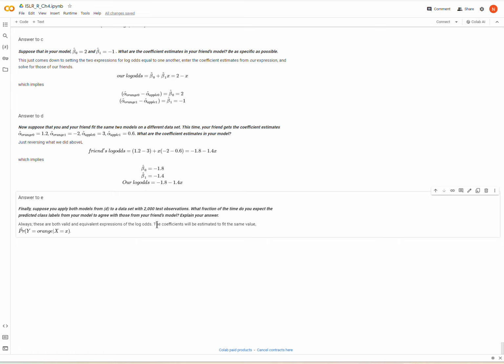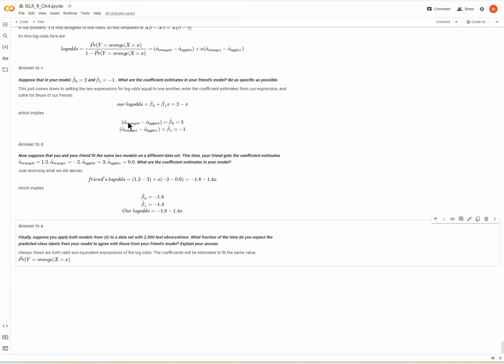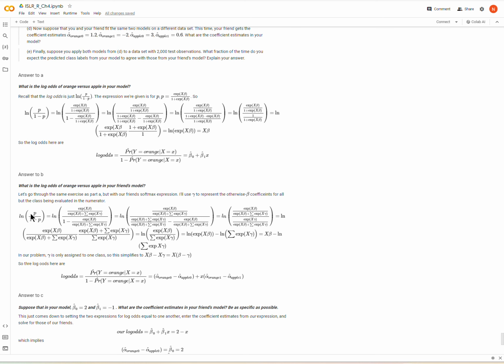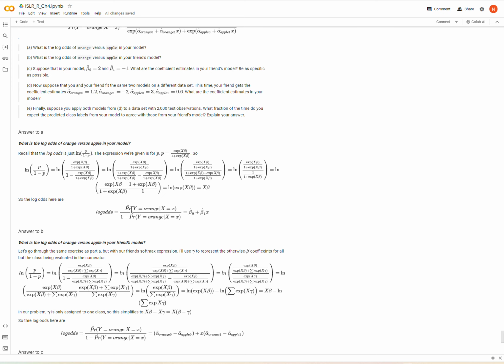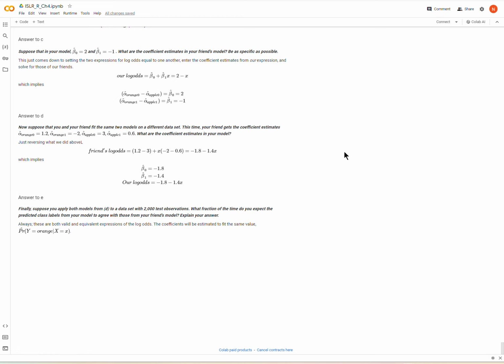Just because they're different expressions, the algorithms that are going to try to solve either formulation are still going to be trying to fit the same values. They're going to move around their estimates of the coefficients to arrive at the same, well, to estimate the same quantity, which is the probability of y equals orange given x. So anyway, I think I will call that good here, and I will see you in the applied questions next.